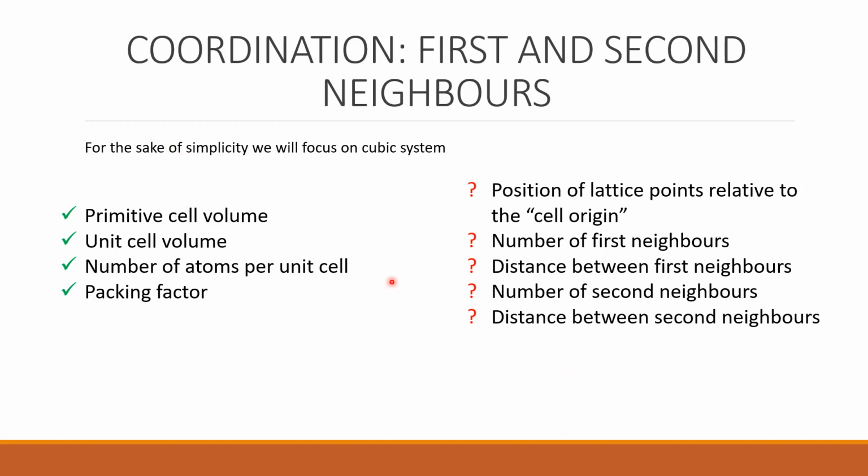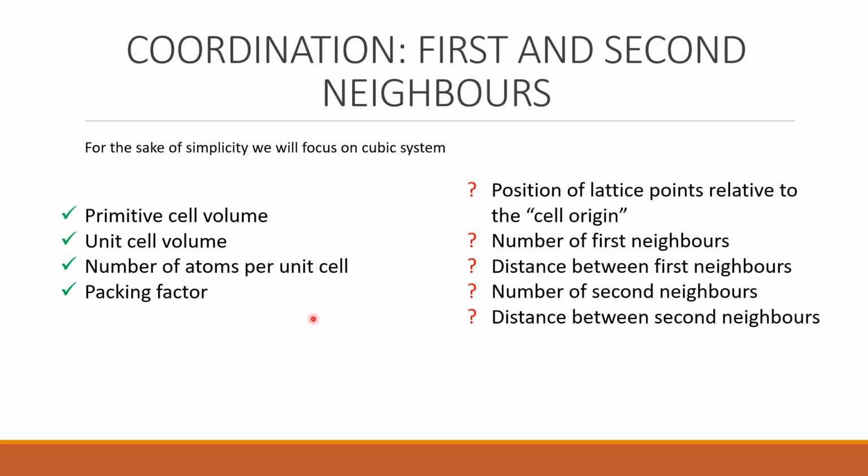Let's come to some other concepts which are also very important when we are trying to describe the crystals. Just for the sake of simplicity, everything is valid in any other kind of crystal system, but the description is much more complicated, so we'll focus on the cubic system. Now we know what the primitive cell is and its volume, what the unit cell is and its volume. We know how to count the number of atoms per unit cell, and we also know how to calculate the packing factor.